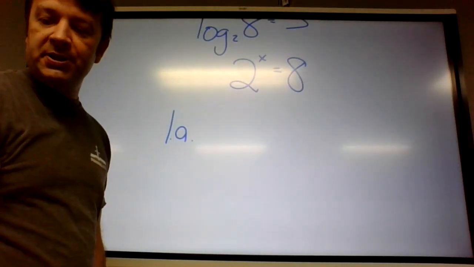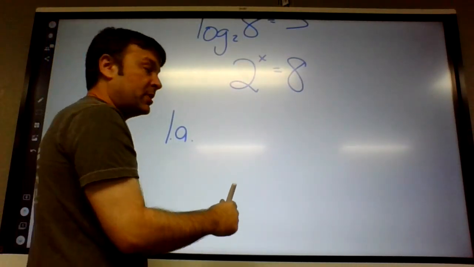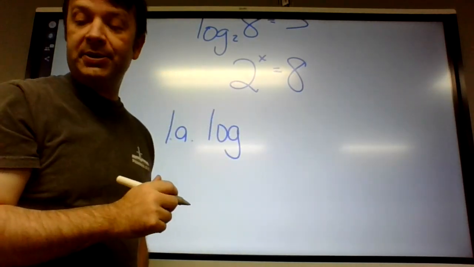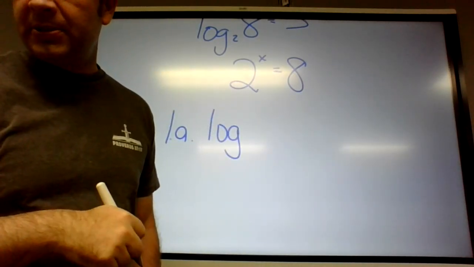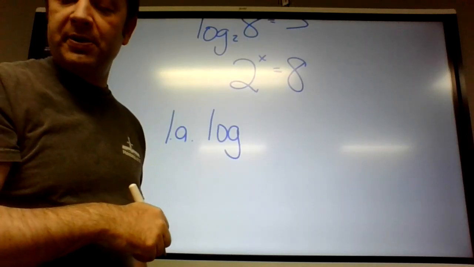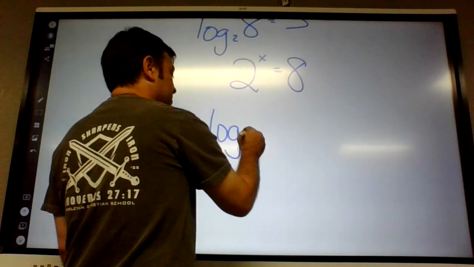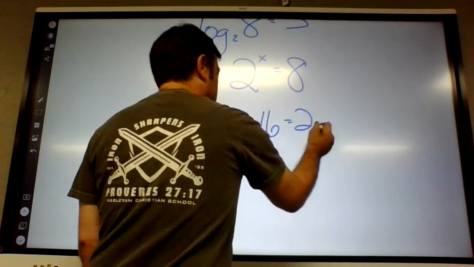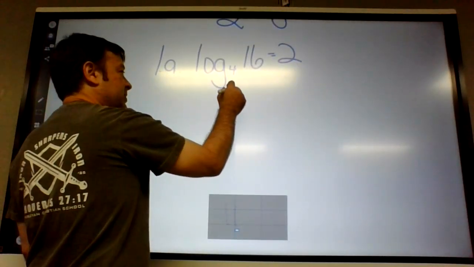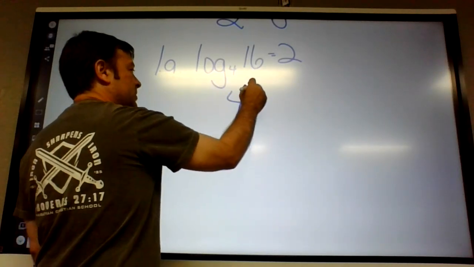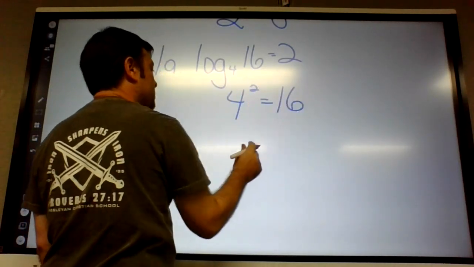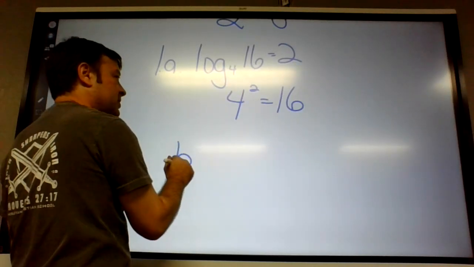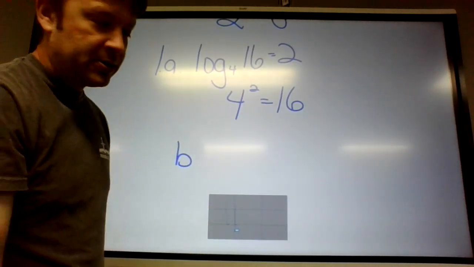No. Okay, number 1 is just write in exponential form, kind of like what I was doing. I was gonna start on number 7, but that's not a big deal. LN just means the base is E. Okay, so what would A be? It'd be 4 to the second. And you can kind of check your work because 4 squared does equal 16. Okay, there is no B.